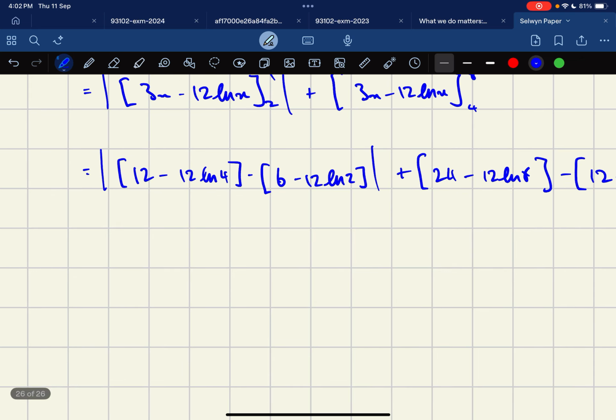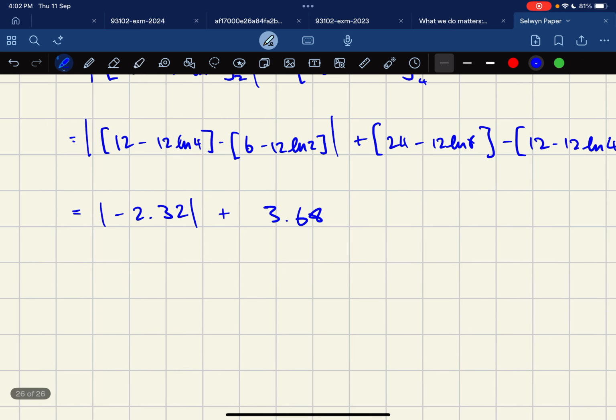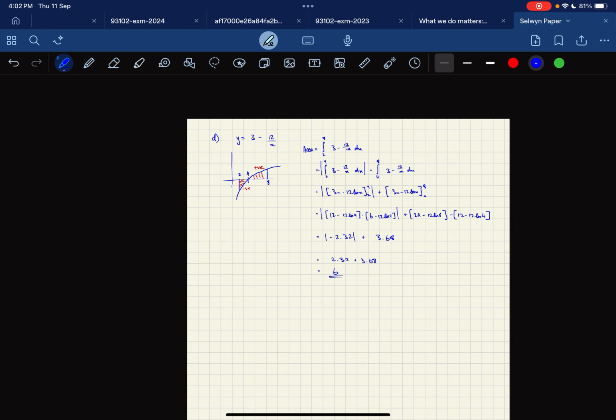Okay, so let's compute the first part. The first integral gives us 12 minus 12 ln of 4, and then minus (6 minus 12 ln of 2). That gives us negative 2.32. And the second part gives us 24 minus 12 ln of 8 minus bracket 12 minus 12 ln of 4. And that gives us 3.68. So then adding these two together is just 2.32 plus 3.68, which gives us 6. And that's that.